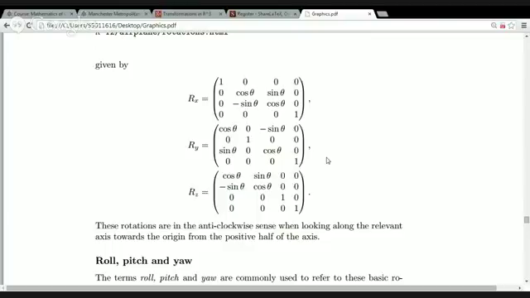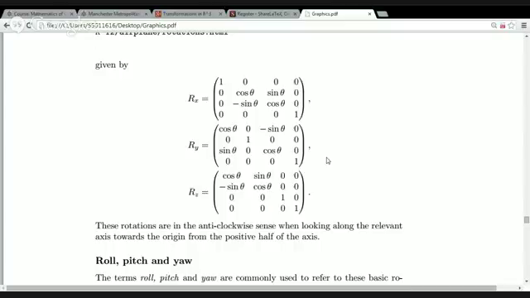Because you have to really pin down what you mean by rotating in an anti-clockwise sense by an angle of theta when you look along the relevant axis back towards the origin from a point on the positive side of the axis. To really nail it down and be specific about what transformation you mean, you have to say all of that.